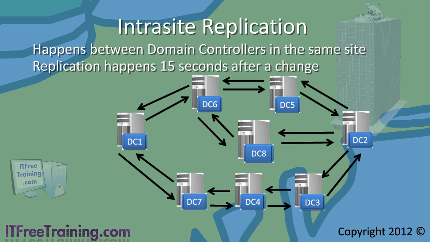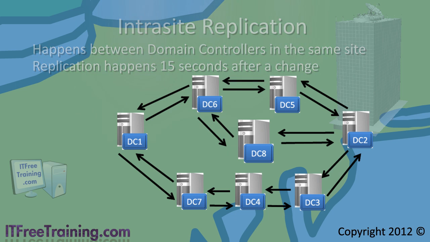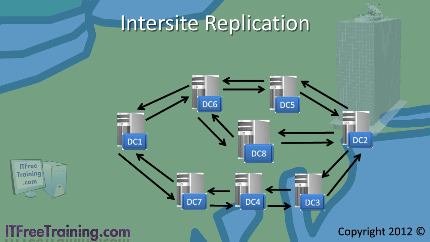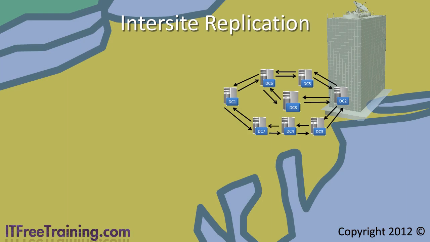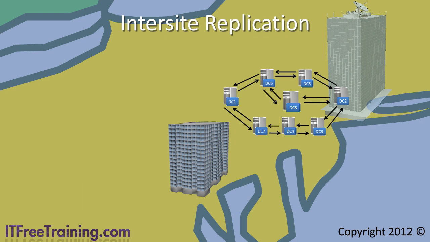The next part of replication in Active Directory is between sites. This kind of replication is called intersite replication. In this example, consider the link between New York and Washington. In order for these 2 sites to replicate changes between each other, there must be a site link connecting the 2 sites. This is not created automatically and needs to be created by an administrator.